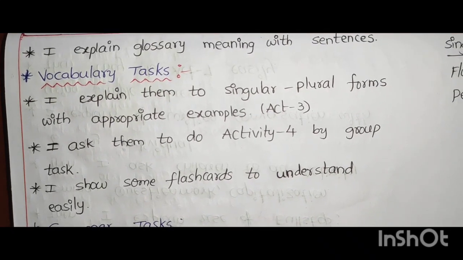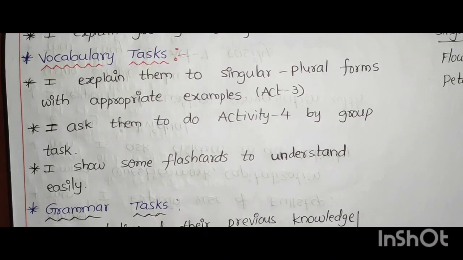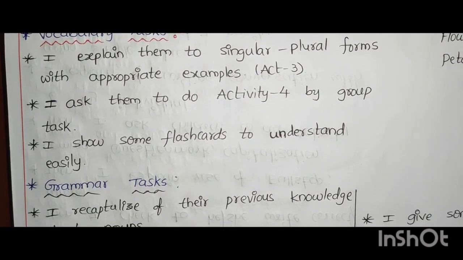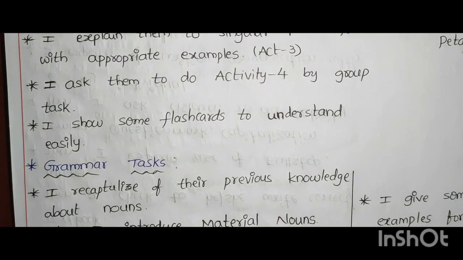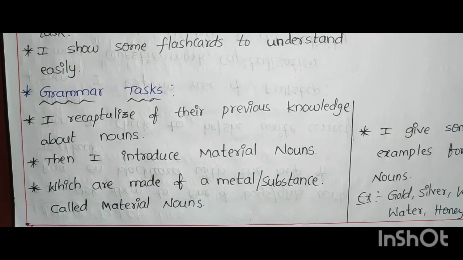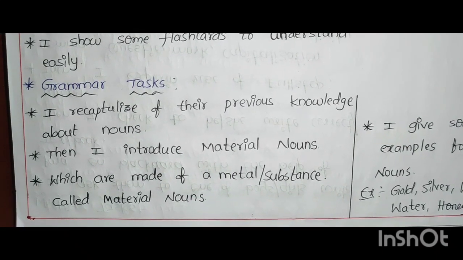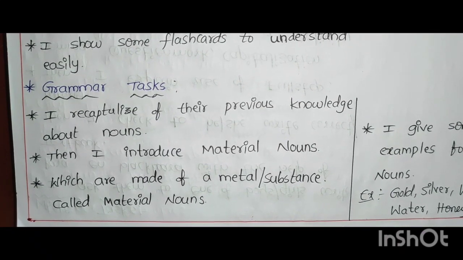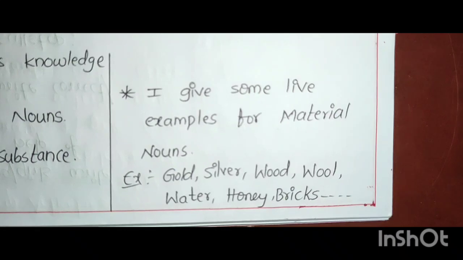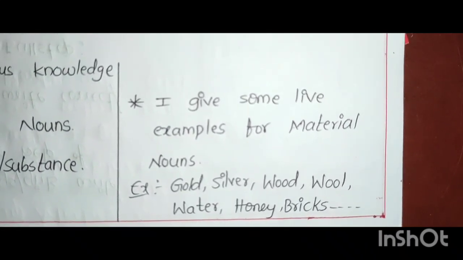Vocabulary tasks. I explain to them singular and plural forms with appropriate examples. Activity 3. I ask them to do activity 4 as a group task. I show some flashcards to understand easily. Grammar tasks. I recapitulate their previous knowledge about nouns. Then I introduce material nouns, which are made of a metal or substance. I give some live examples for material nouns: gold, silver, wood, wool, water, honey, bricks, like that.